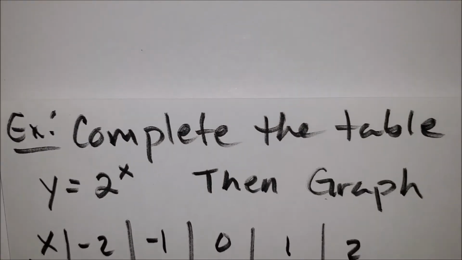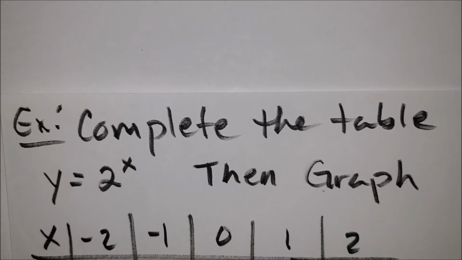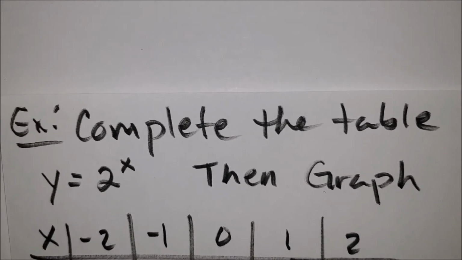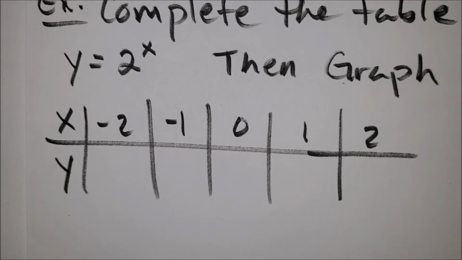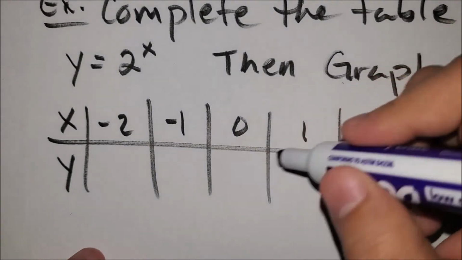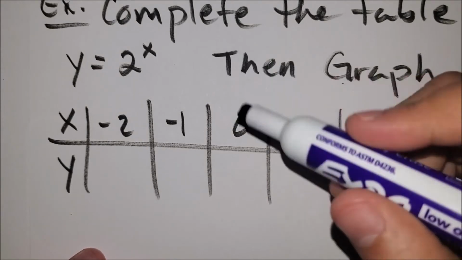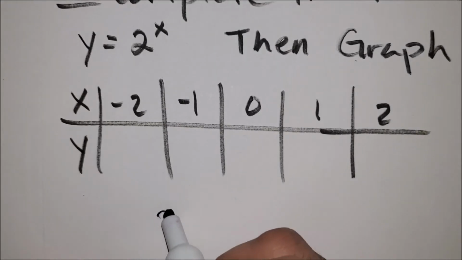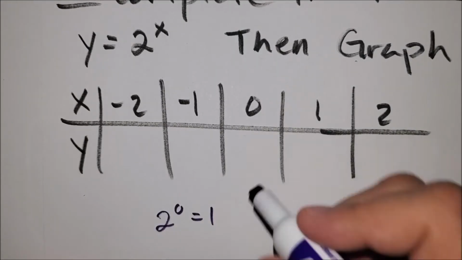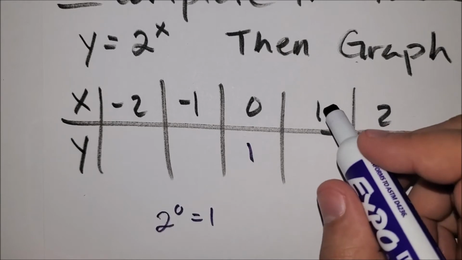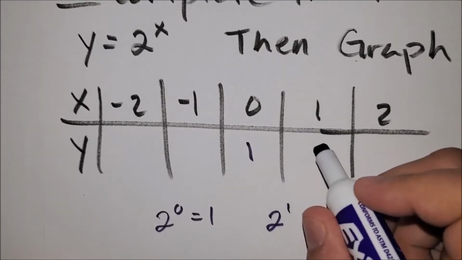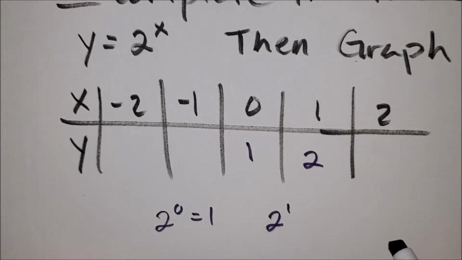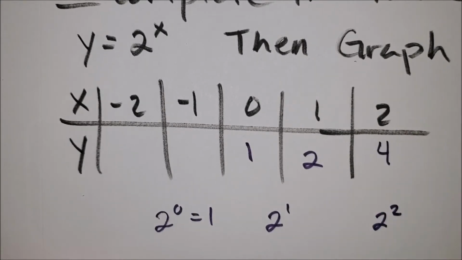Here we have an example. It says complete the table for y equals 2 to the x and then graph. We can do the easiest ones first, which are our positive numbers. When x equals 0, we just have 2 to the power of 0, which just equals 1. When x is 1, we get 2 to the power of 1, which is 2. And when x equals 2, we get 2 to the power of 2, which is 4.